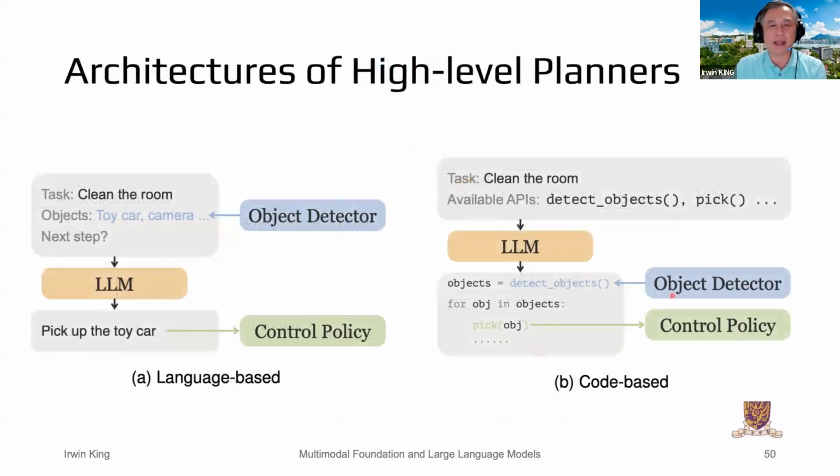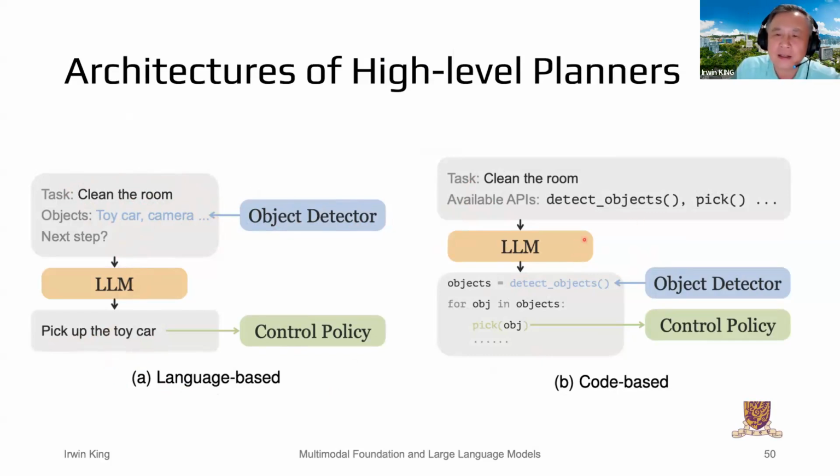There are two big ways to do this. One is that you're able to use an LLM to say, clean the room. This is a high level. Give me the breakdown of clean up the room. If I detect an object, a toy car or trash on the floor, then I'm going to go ahead and pick up the toy car, pick up the trash. This is what we call language-based.